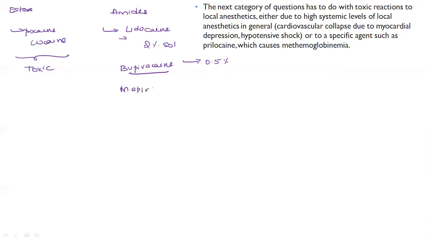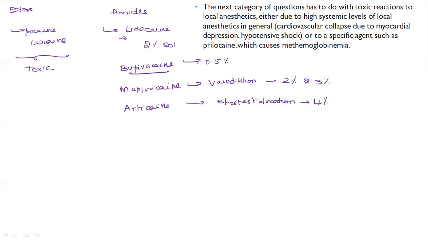Now we have mepivacaine. Mepivacaine causes vasodilation and it has two concentrations, that is 2% and 3%. Okay, next we have articaine, which has the shortest duration, okay, 4%. So bupivacaine has the longest duration, all right? And another point to remember is which one is safe in children? Lidocaine is safe in children, okay? Whereas bupivacaine is not safe in children.